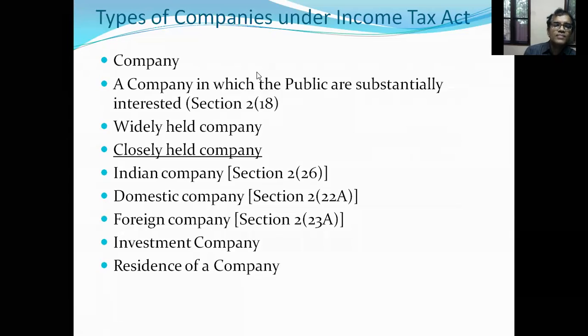Tomorrow, in our next class, I will explain in detail about the various types of companies under the Income Tax Act. So thank you very much, dear friends.